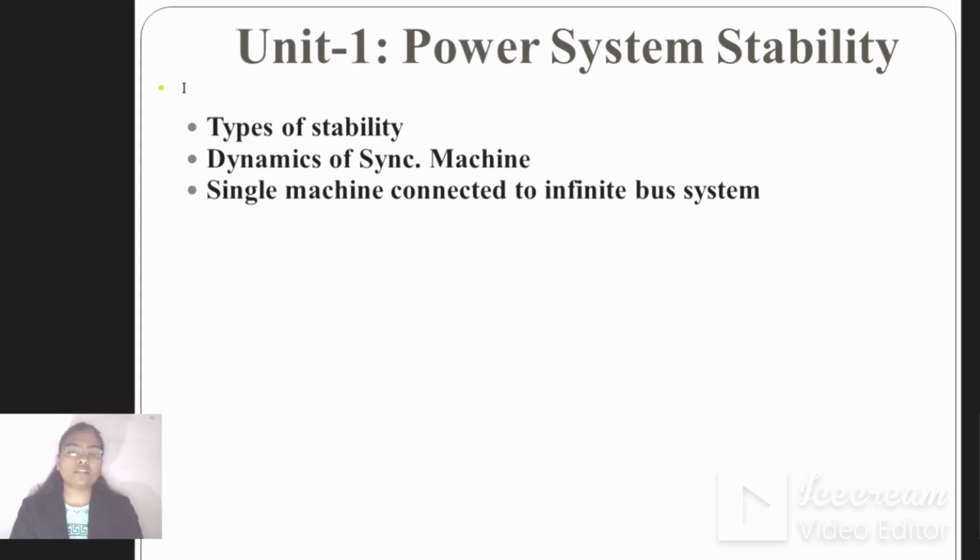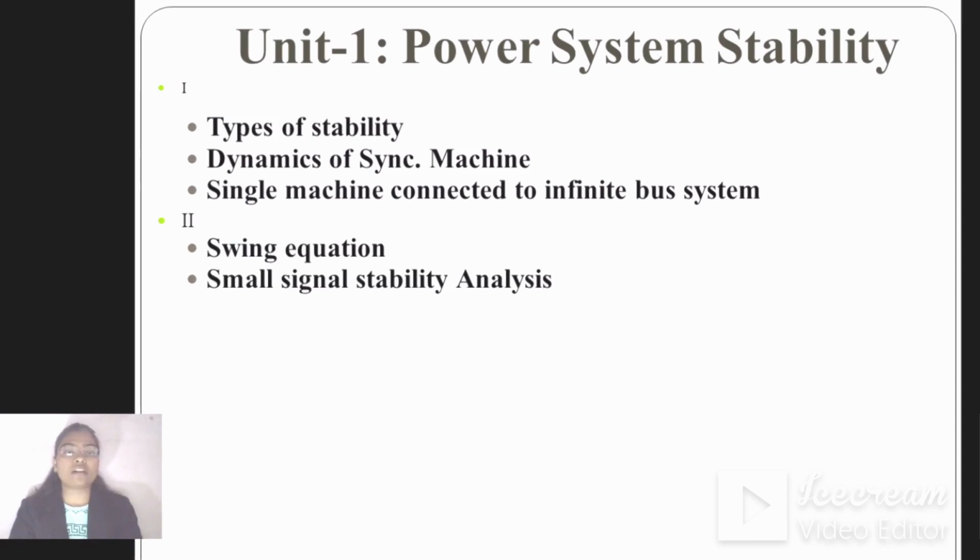So, in unit 1, up till now we have studied the types of stability and seen its classification. We have also developed the dynamic equation of the synchronous machine consisting of G parameter, that is the rating of the synchronous machine, and H as inertia constant, and from that we have derived the kinetic energy equation of the synchronous machine. Then we have also developed the swing equation for a single machine connected to an infinite bus system.